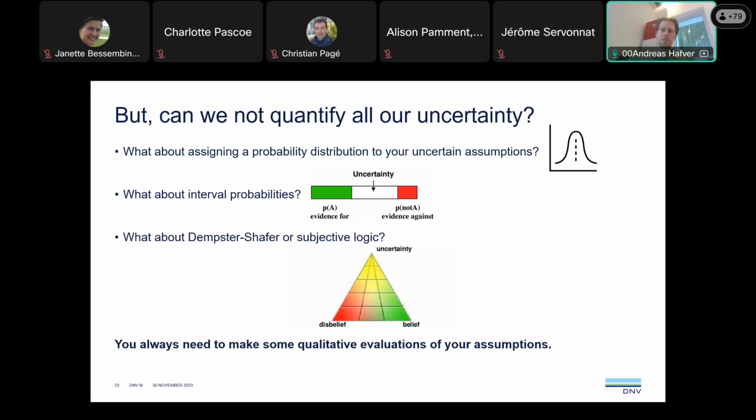Without going into details about that, in any case, you need to make some qualitative evaluations in the end. Give some kind of reason, why did I end up giving that probability or that probability interval? So you cannot get away from doing some qualitative assessments. So the question is, when is it useful to be quantitative?